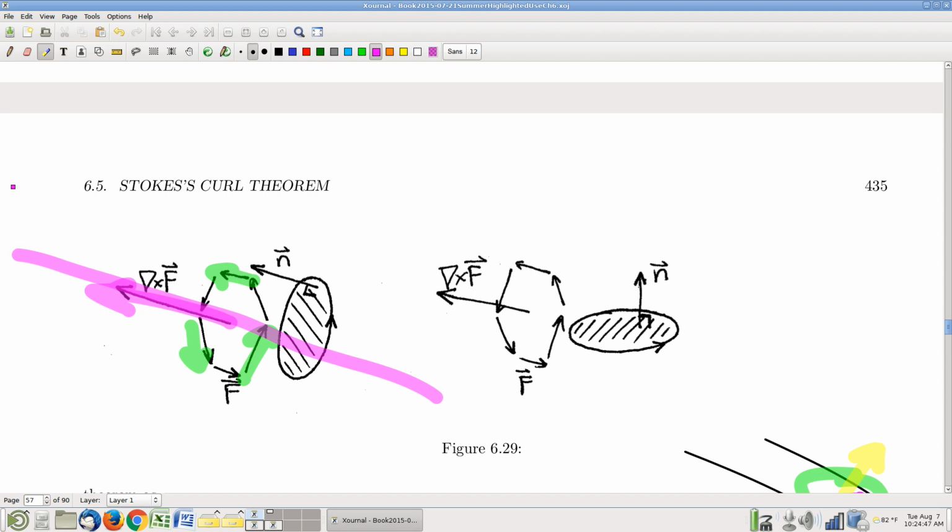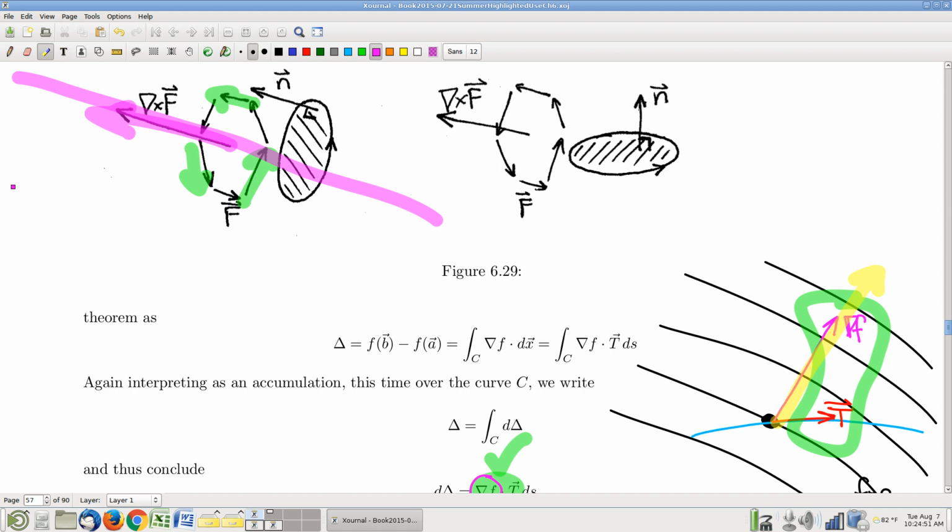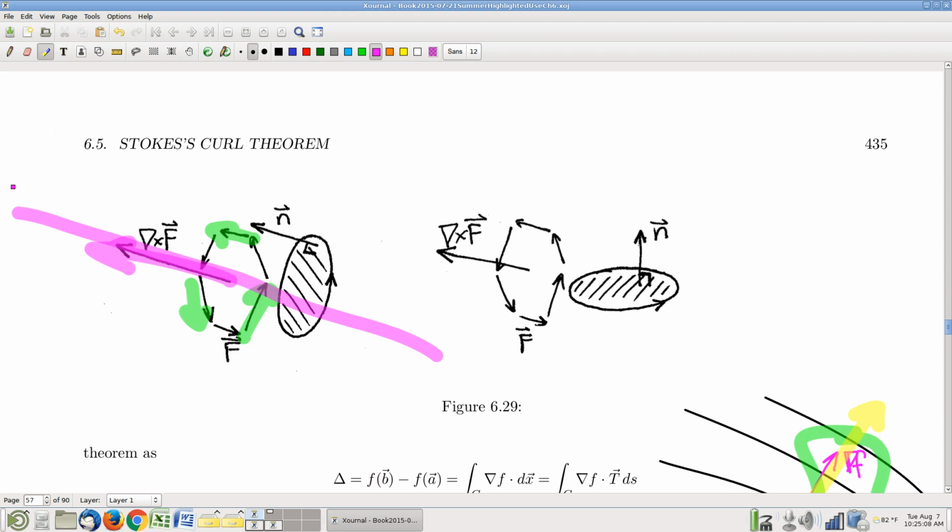I want you all to chew on this comparison. Think about how you see this oriented aspect of how the fundamental theorem of line integrals is written, how the gradient is interpreted as an oriented density, oriented change density. And it's the same story with curl.